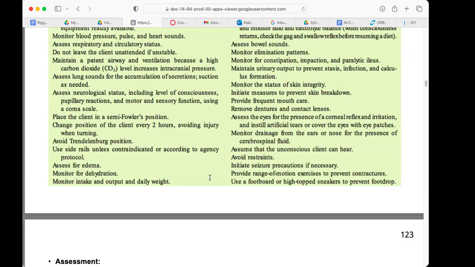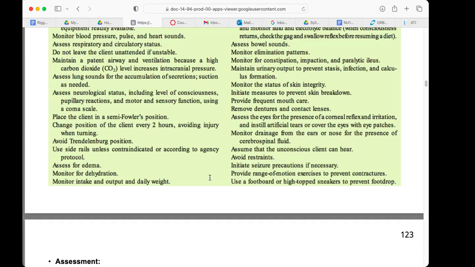You want to change their position every 2 hours. Remember, somebody who's unconscious cannot move themselves, and so they're at great risk for pressure ulcers. We want to avoid Trendelenburg position. Remember, Trendelenburg position is head down, feet up. We want to avoid that because that's going to make ICP worse. That's going to increase their ICP.